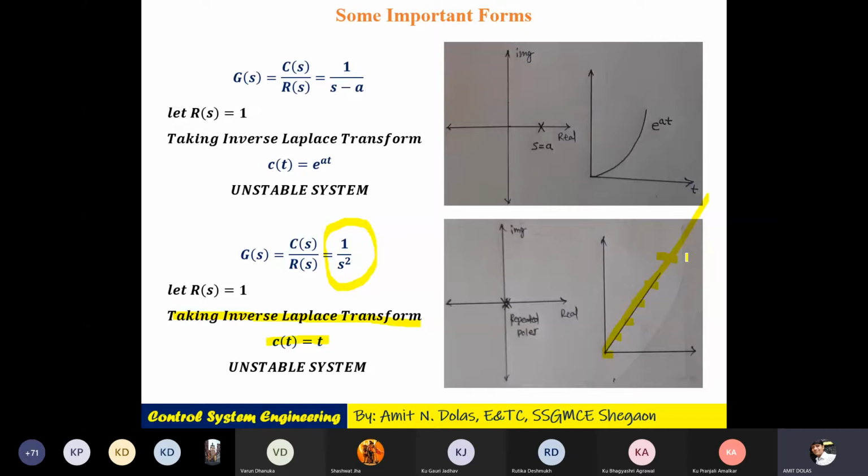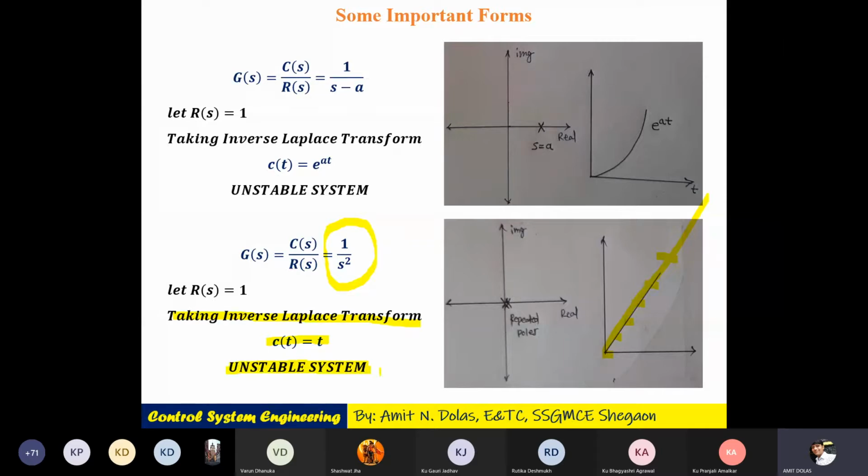Is it bounded? I'm asking a question. Is the output bounded in this case? No. If the output is not bounded, it is unstable. You don't need to think about area or integration. It is unstable. The output is not bounded.